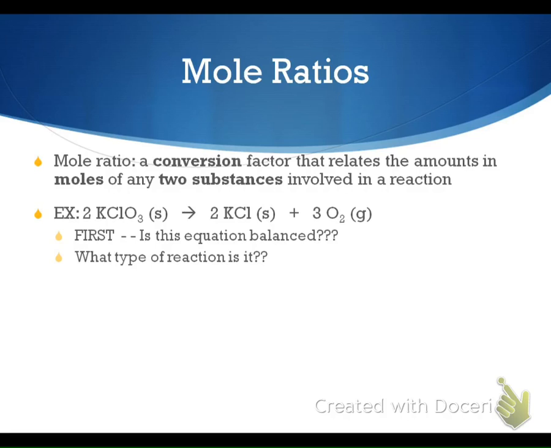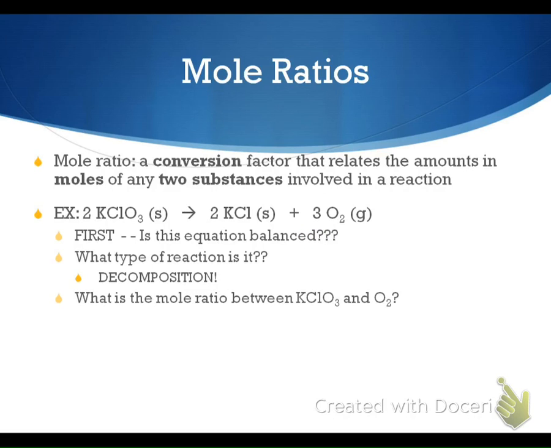So is this equation balanced? Let's just look quickly here. How many potassiums on the left side? 2. How many potassiums on the right? 2. Chlorines on the left? 2. Chlorines on the right? 2. Oxygens on the left? 6. Oxygens on the right? 6. So we have a balanced equation. It's a decomposition reaction, so we're going to look at what we call the mole ratio between potassium chlorate and oxygen. What's our mole ratio between potassium chlorate and oxygen?